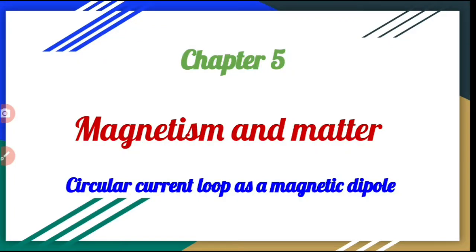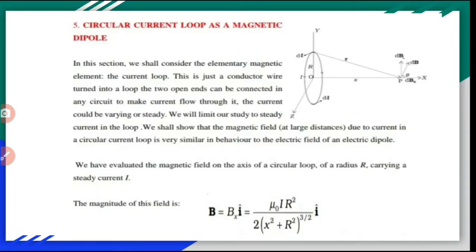Welcome to the new chapter, Chapter 5, Magnetism and Matter. We start with the very first topic in the syllabus, that is circular current loop as a magnetic dipole. The word magnetic dipole means a small bar magnet. A small bar magnet is referred to as a magnetic dipole. Let's begin with the first topic: circular current loop as a magnetic dipole.